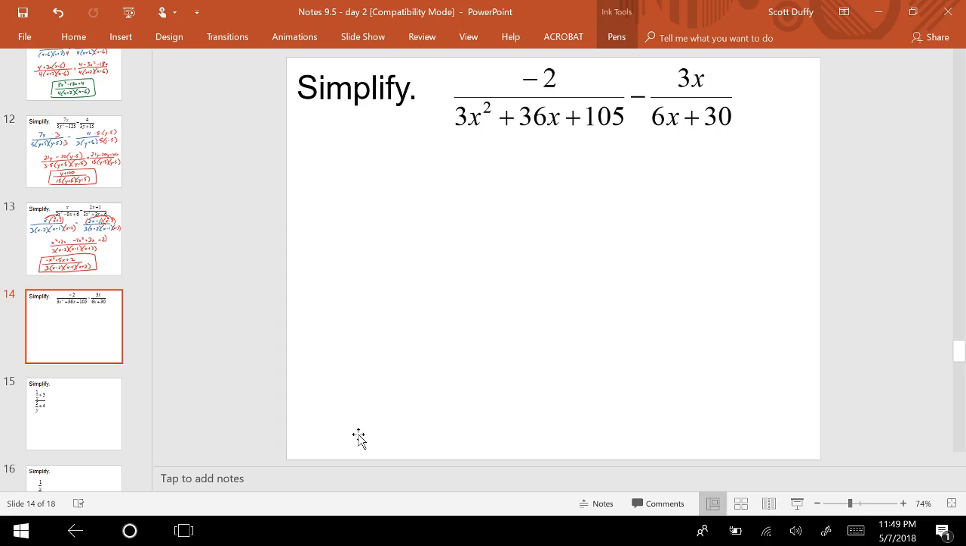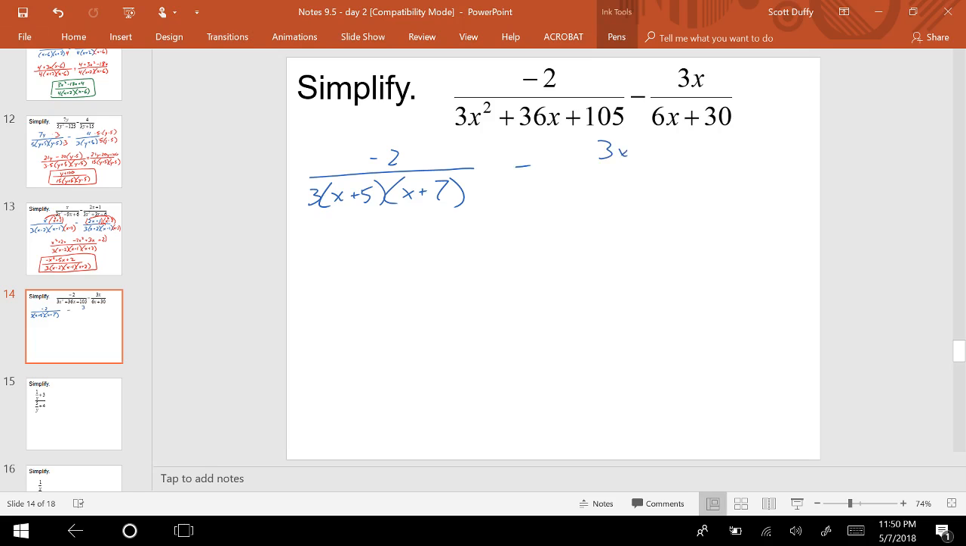Okay, let's do another one. Write smaller hopefully this time. Negative 2 on top. Factor out a 3 on the bottom. You'll be left with x squared plus 12x plus 35. But x squared plus 12x plus 35 can be factored into x plus 5 and x plus 7.